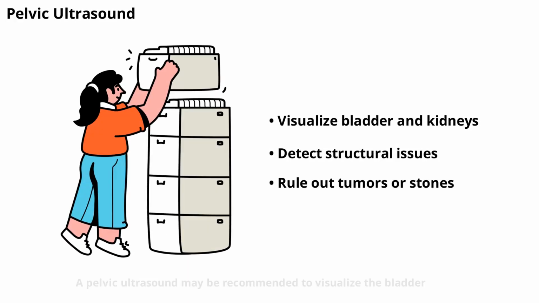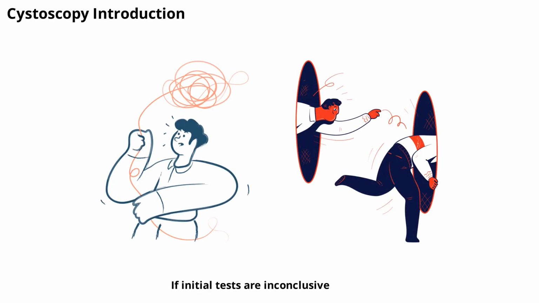A pelvic ultrasound may be recommended to visualize the bladder, kidneys, and surrounding organs. This imaging test helps detect structural abnormalities, tumors, or stones that could explain your symptoms. A normal ultrasound result supports the diagnosis of IC, as it rules out many other potential causes of bladder pain and urinary issues. If initial tests are inconclusive, the doctor may recommend a cystoscopy.